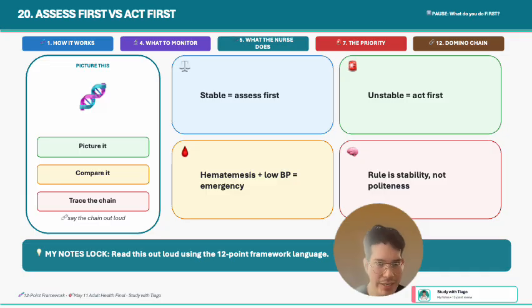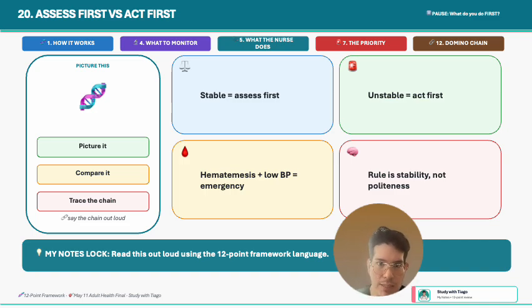Here is your priority thinking. Stable patient usually means assess first. If a patient with cirrhosis says their abdomen feels more full, I assess abdominal girth, weight, respiratory status, pain, and related findings. If a patient is mildly confused but breathing and perfusing, I assess mental status, safety, medication adherence, and labs. Unstable patient means act first.